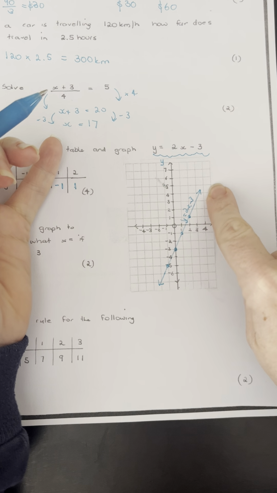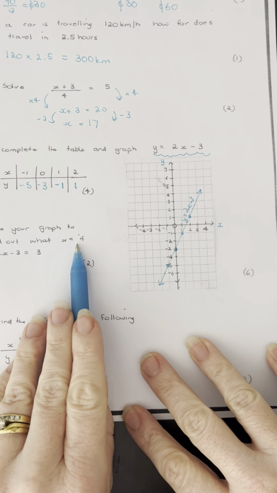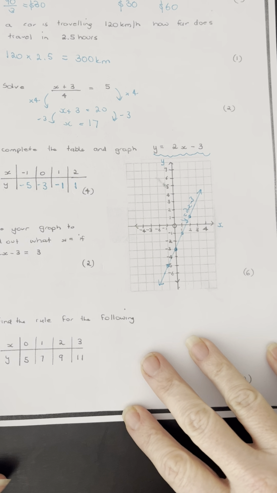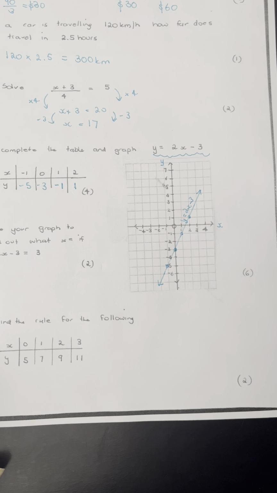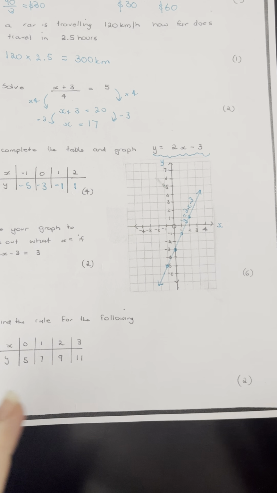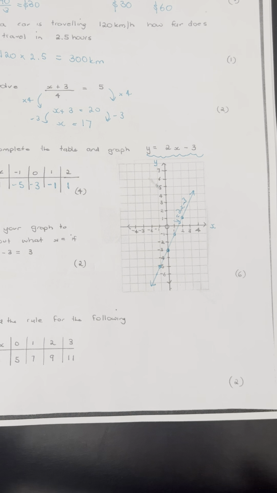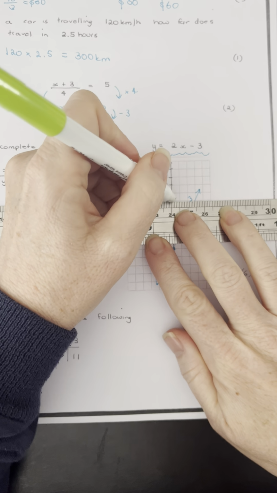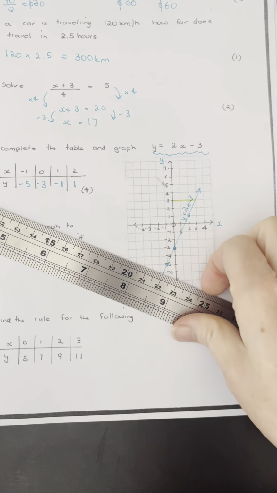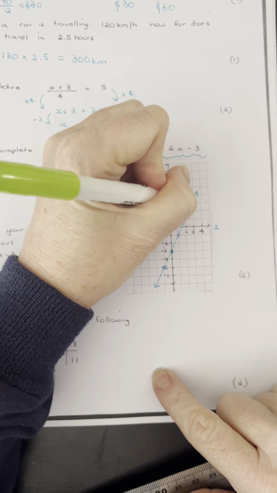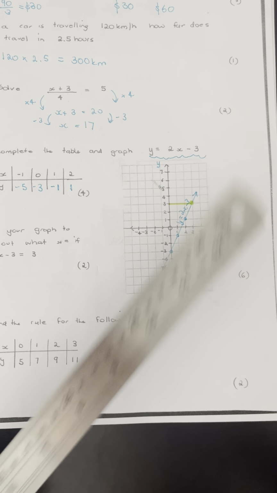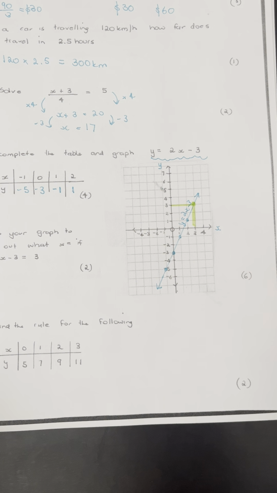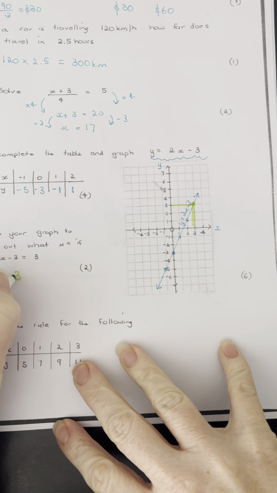The next question says, use your graph to find out what x is equal to if 2x minus 3 is equal to 3. So it's saying, look at your graph and see if you can work out what that value of x will be if the answer is 3. So we can go on the y and draw a line across to where the 3 is. Now it meets the graph here, and then I'm going to drop that down to see what x value that's equal to, and that's equal to 3 there on my graph.